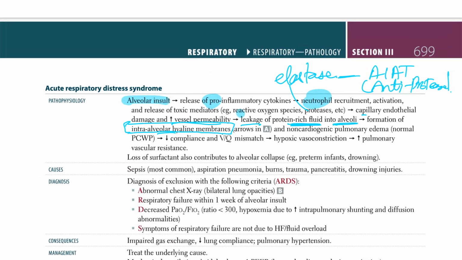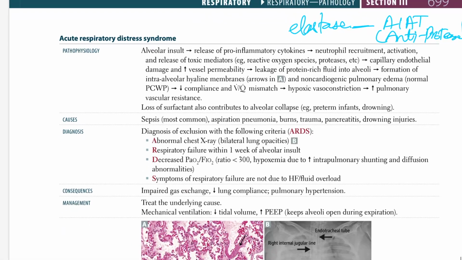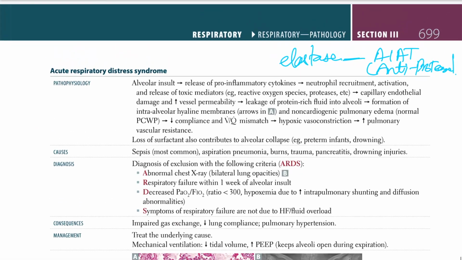And non-cardiogenic pulmonary edema, which is what is non-cardiogenic? When you look at the pressures, PCWP is normal, which leads to decrease in compliance. V/Q mismatch causes hypoxic vasoconstriction, causing increased pulmonary vascular resistance. A lot of things, right? A lot of things are going through here. There's a loss of surfactant.